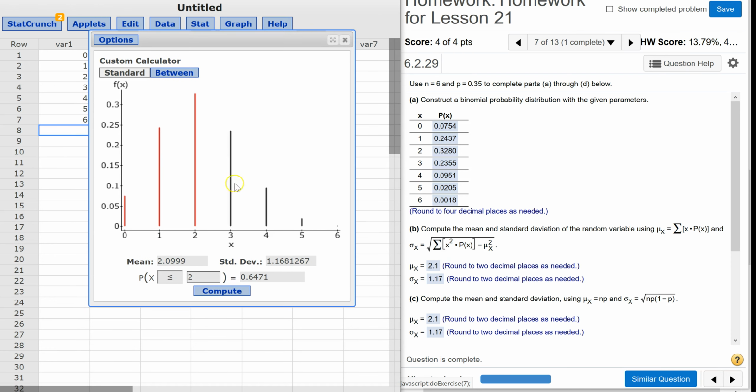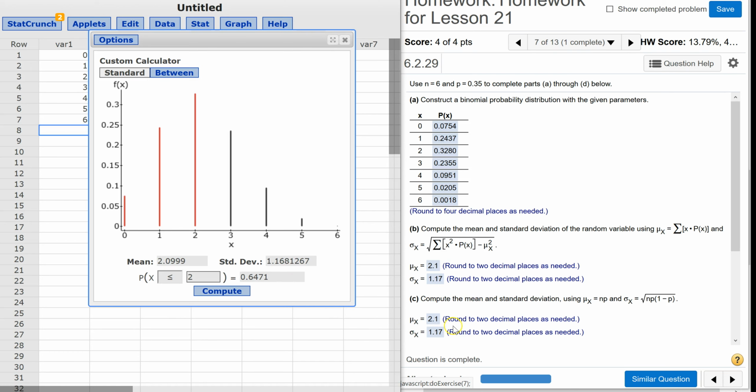This gives me the same bar graph that was in the other window, but it gives me the mean as 2.0999, and we need to round this in part B to 2 decimal places, so I arrive at 2.1, and the standard deviation rounded to 2 decimal places is 1.17.